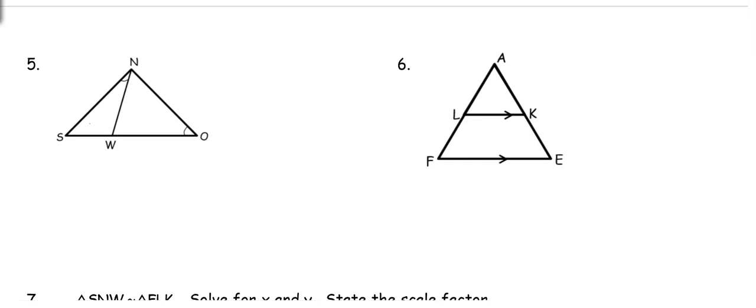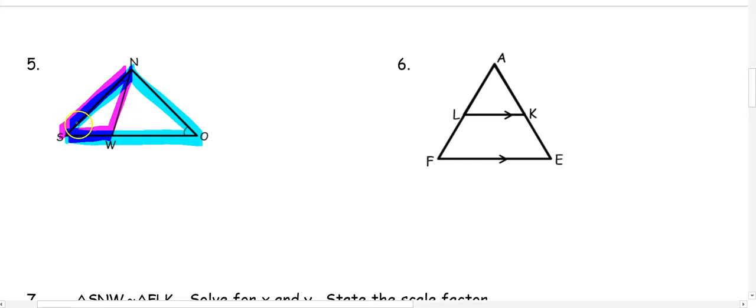Number 5. So number 5, we have two triangles that we're going to look at. We have this triangle right here, and then we also have this triangle right here, our big triangle. So notice that between the pink and the blue triangle, that angle S is a shared angle, so it's congruent by reflexive property, and we already have that N and O are marked as congruent angles, so those triangles would be similar.